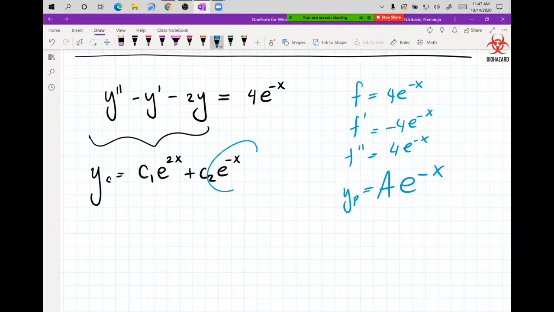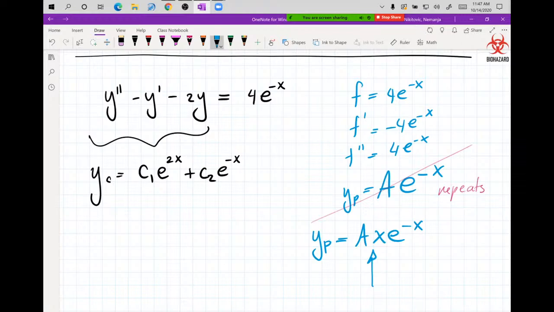But no, it's a repetition. And because it's a repetition, we have to bump it by x. So I'm just going to write "repeats", and we're going to write our yp now as ax e to the negative x. So there's your extra times x or times t, depending on the variables, from before.